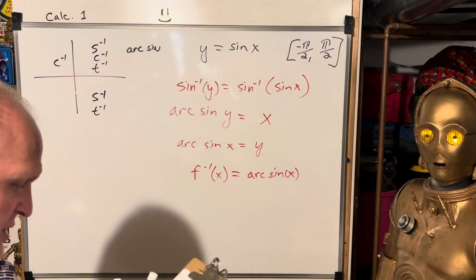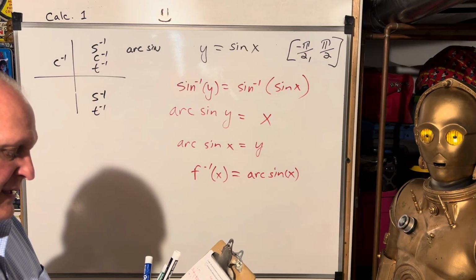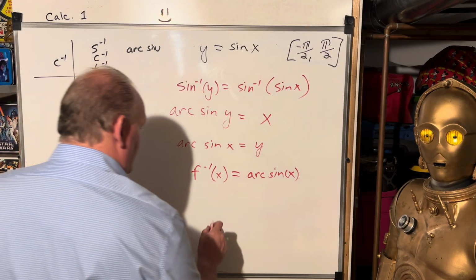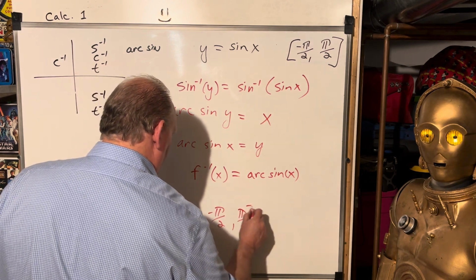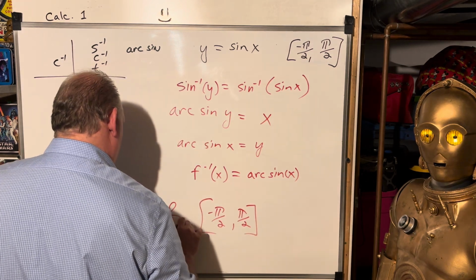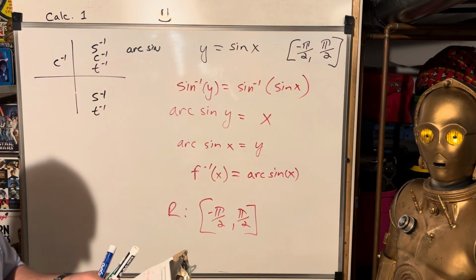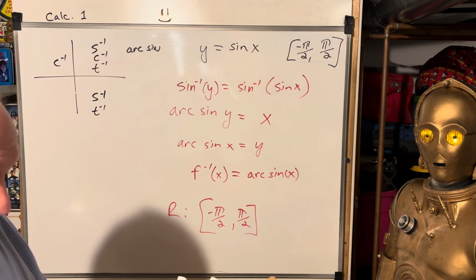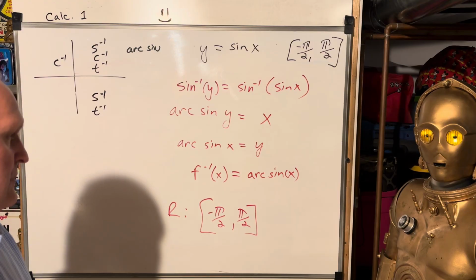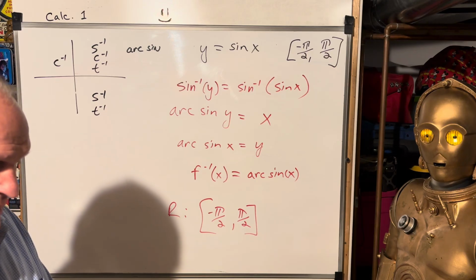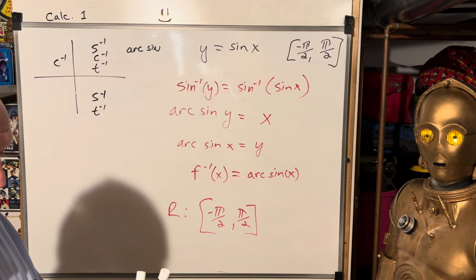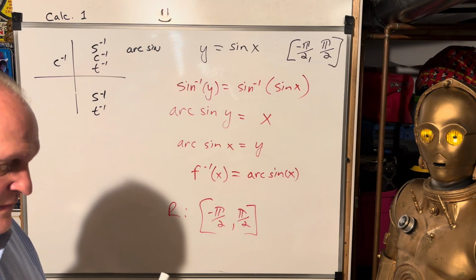And now the range is negative pi over 2 to pi over 2. Is the range. Okay. So on page 18, an arc trig function gives an angle.